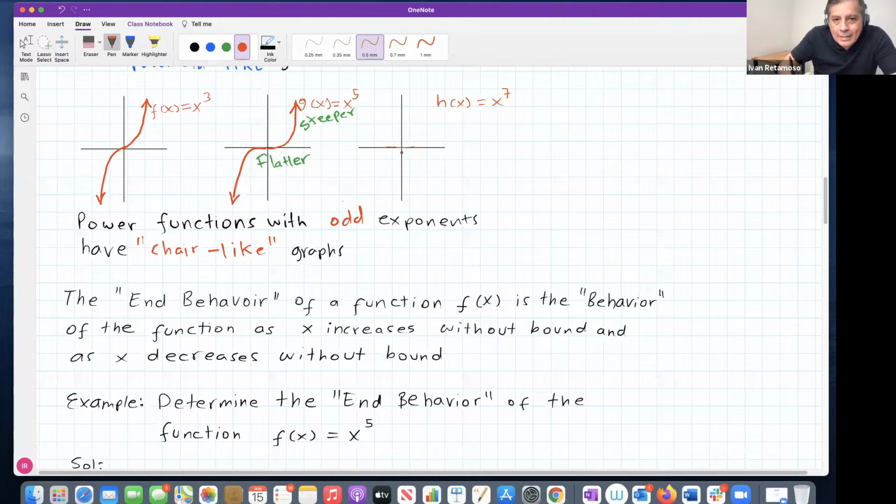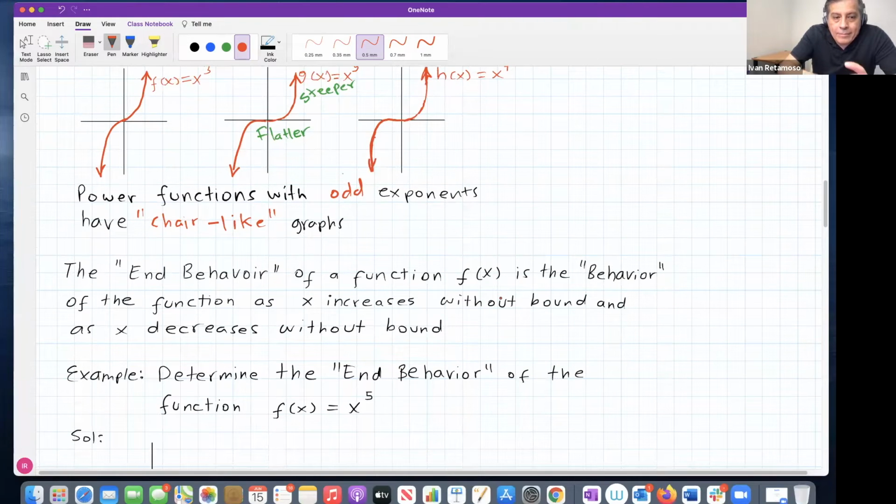So this one should be much flatter. I'm going to exaggerate here, right? And then it should be really, really steep, very steep. So like that. All right, so these are the shapes for power functions with odd exponents, right? Chair-like.